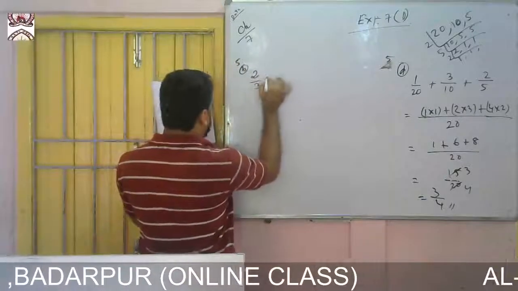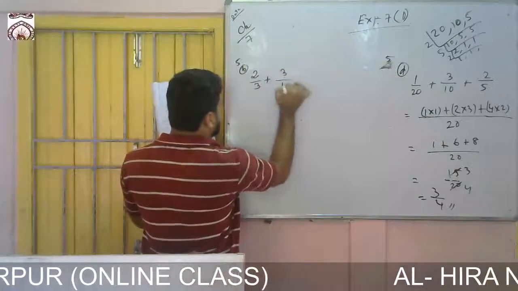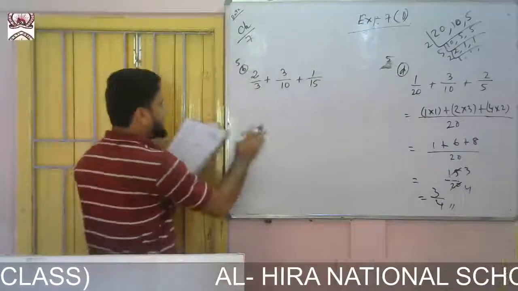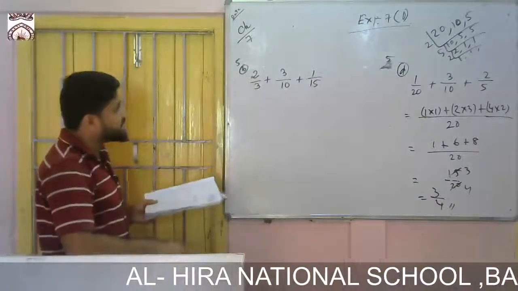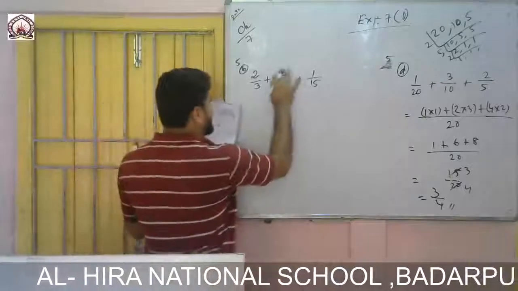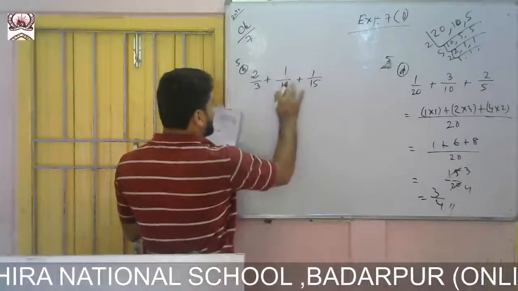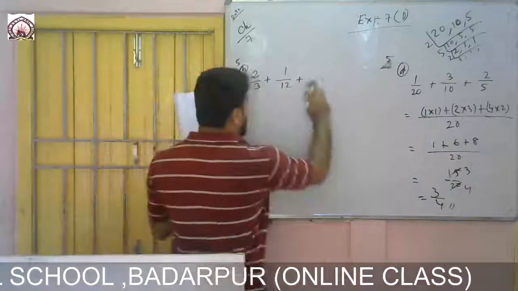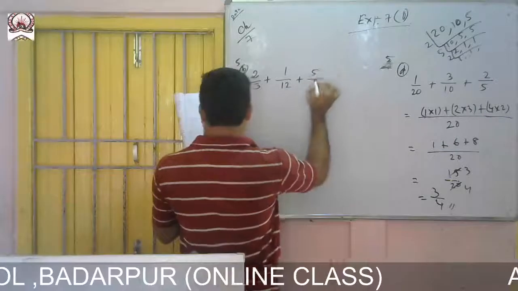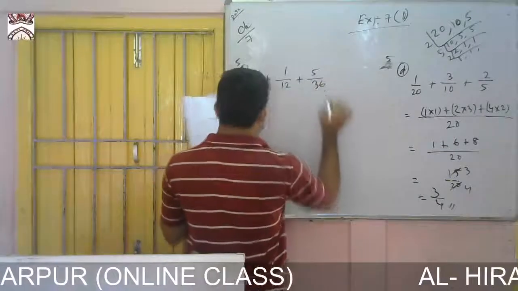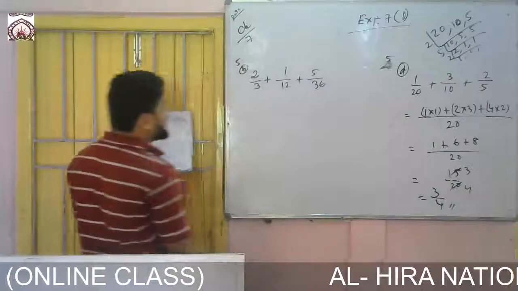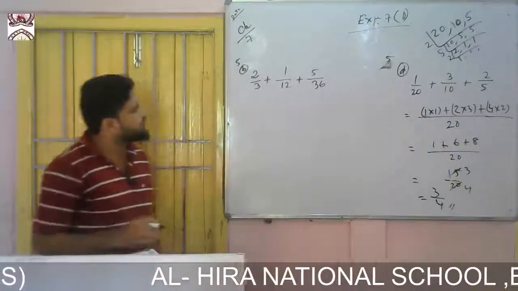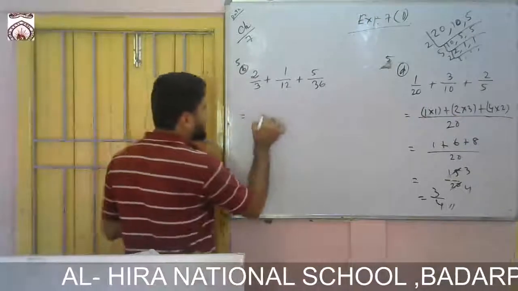2 by 3 plus 3 by 10 plus 1 by 15. Wait, 2 by 3 plus 1 by 12. 1 by 12. Okay. And 5 by 36. Okay. 2 by 3, 1 by 12, 5 by 36. Now take LCM.